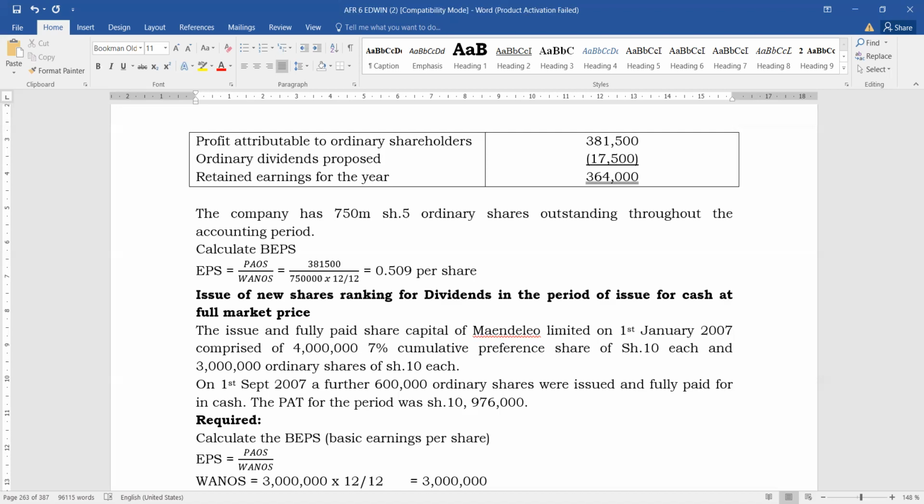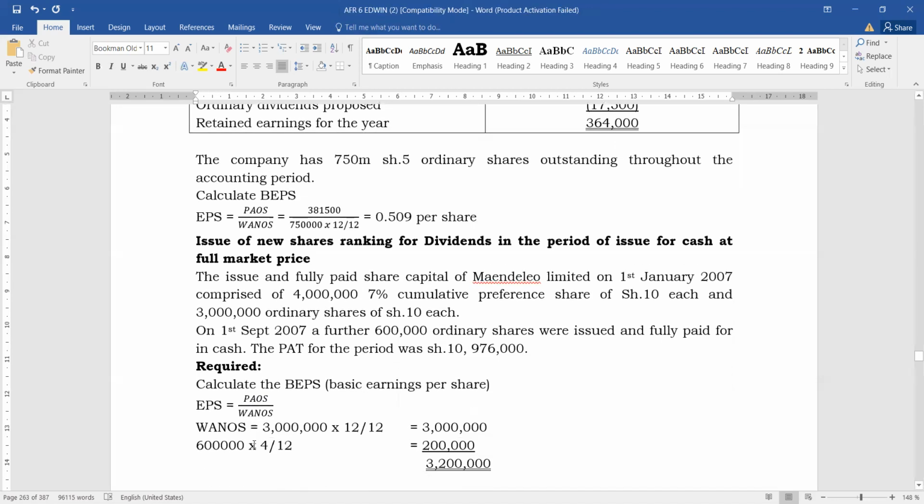So basic EPS, we calculate again. Remember, I can explain and we compute, no worry. They are saying that the fully paid share capital of Mahindra Limited on 1st January 2007 comprised 4 million preference shares, of which the rate is 7%. The return from preference shares is dividends. If they issued preference shares, they pay dividends. And there were ordinary shares, the common shares were 3 million.